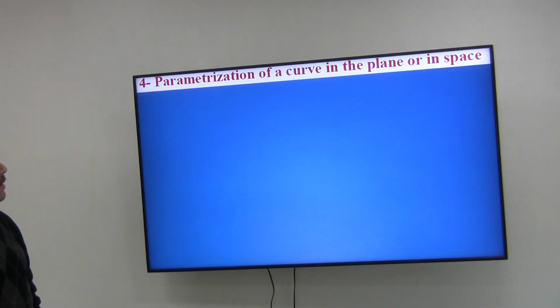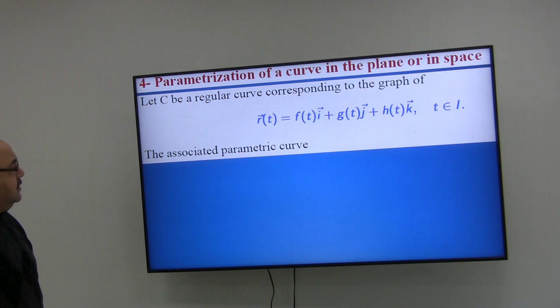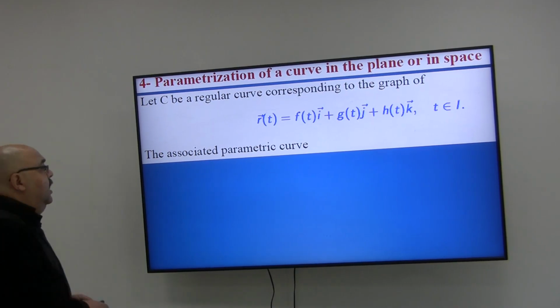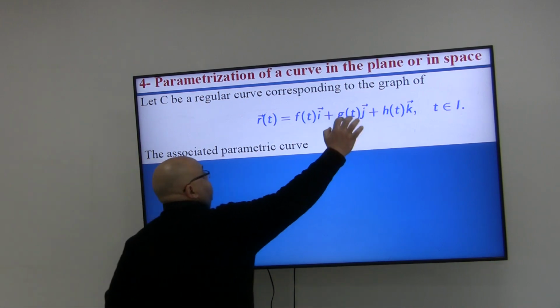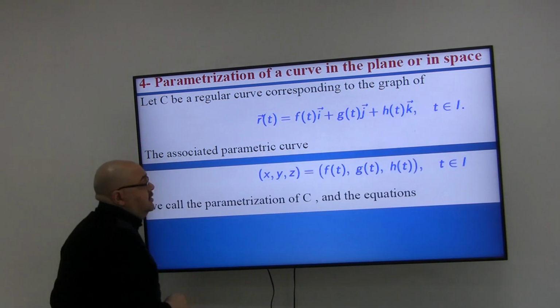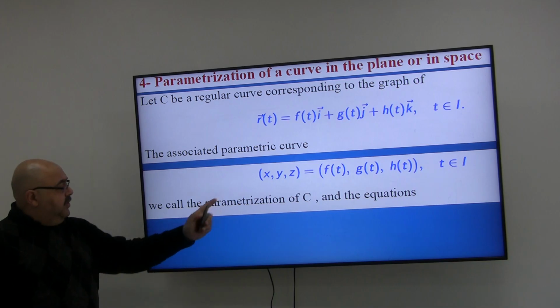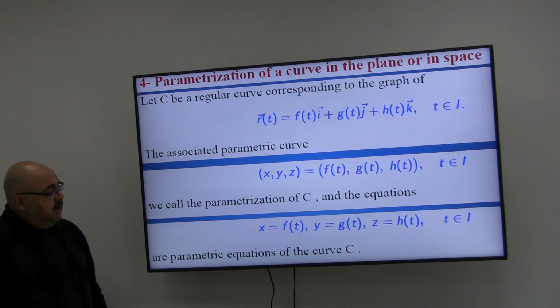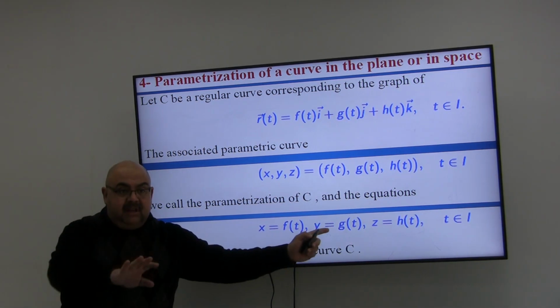Parametrization of curves in the plane or in space. We already went through this. r of t represents the shape, so instead of dealing with x, y, and z, I will be dealing with functions: f of t is x, g of t is y, h of t is z. That's the shape of the function, which can also be written in this manner. And this is x, y, and z exactly as I told you.